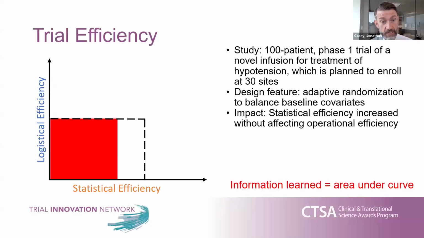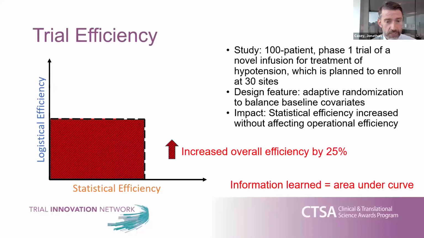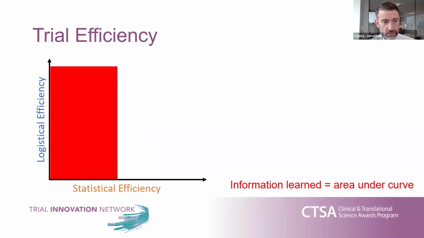Those coordinators are going to collect a great deal of information about the patient, both before and after randomization. And collecting those key baseline characteristics before randomizing the patient, to allow adaptive randomization to balance baseline covariates, has essentially no cost. So you might make that change, improve your overall information learned, having no real downsides. But the same tool might be different when applied in a different setting.